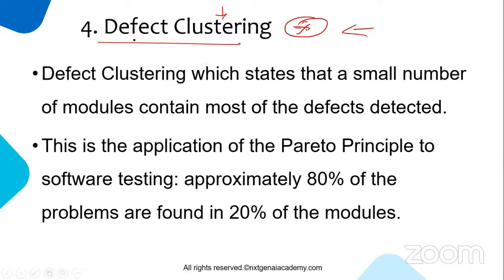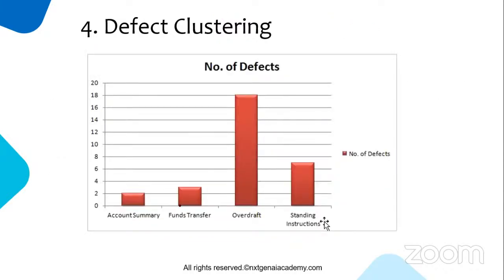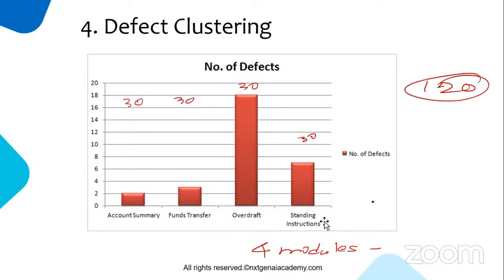First of all, what is defect clustering? There is something called the Pareto principle. What this says: 80% of the problems are found in 20% of the modules. Just one simple example. You have 4 modules. In these 4 modules, let's consider every module has like 30 test cases. Just for assumption, 30 test cases per module means 120 test cases you have.